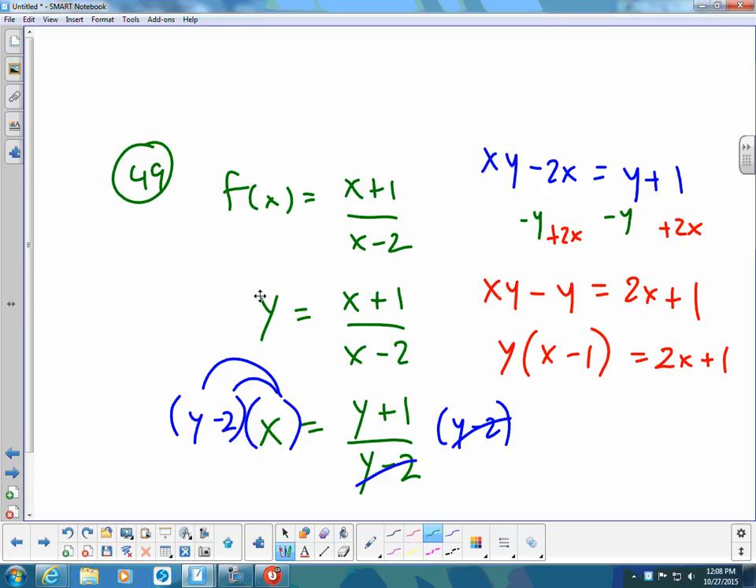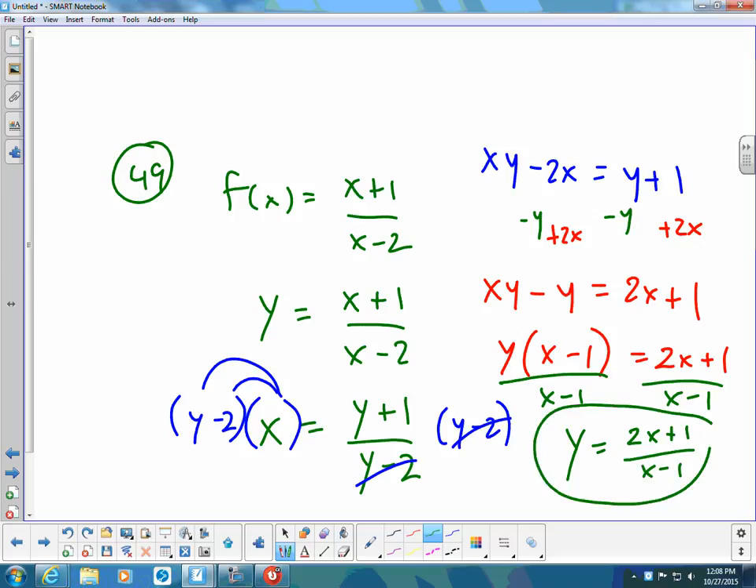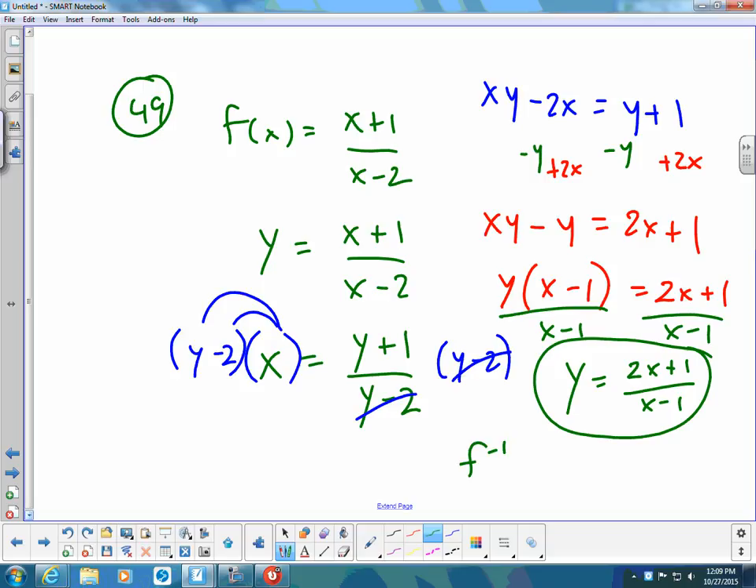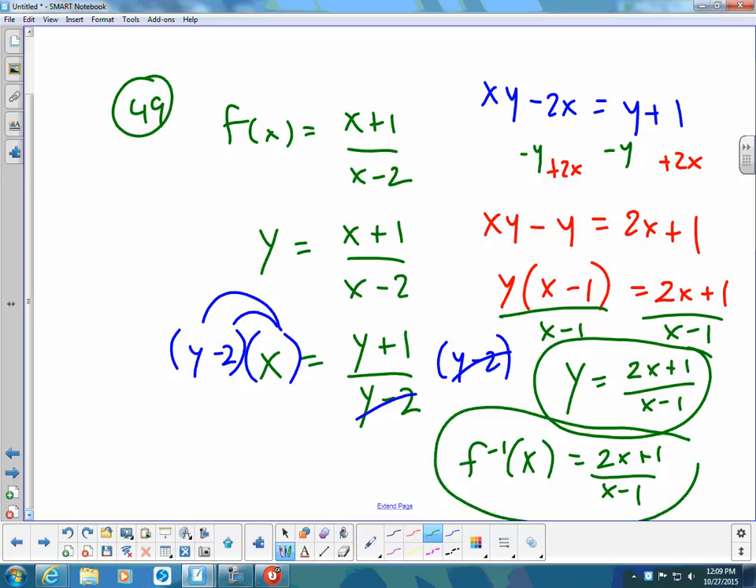Now I can just divide both sides by x minus 1, and I get y equaling 2x plus 1 over x minus 1. And I guess I circled that one, but I could write it now as an inverse of x equaling 2x plus 1 over x minus 1. Are we okay with this? And then, Chris, looks like you graphed these. Yeah, I just plugged in points for both the inverse and the original.